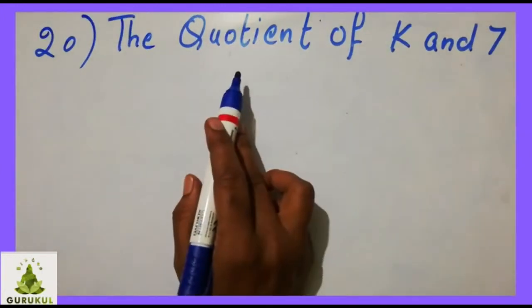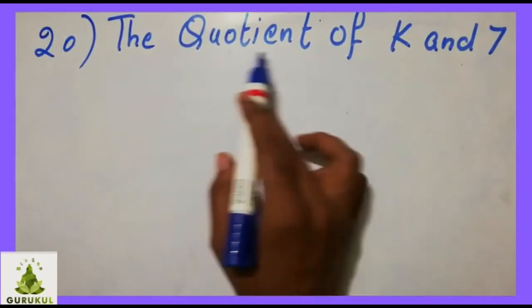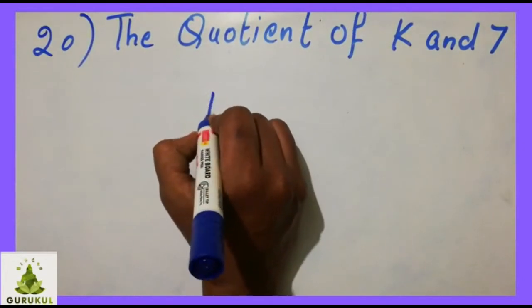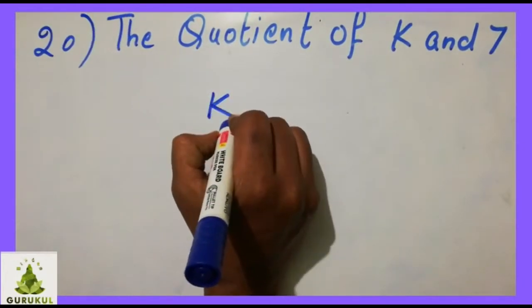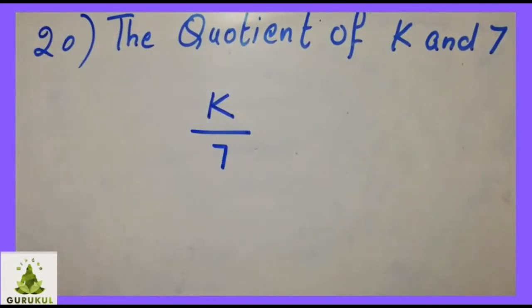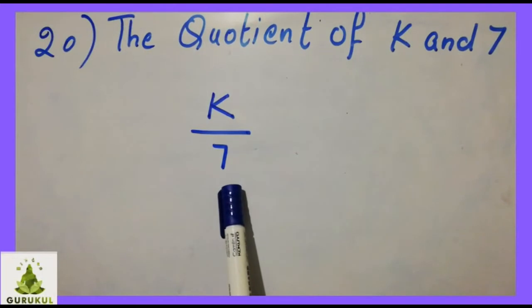Now quotient means it is related to division. The quotient of k and 7 can be written as k upon 7. Is this clear? This is the answer for this. The quotient of k and 7. Quotient means division of k and 7. So k upon 7. Copy down this.